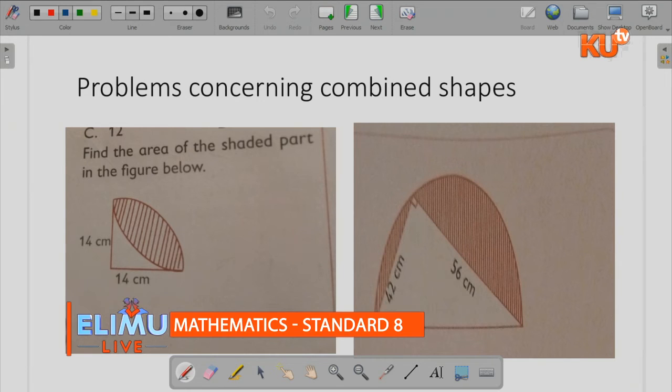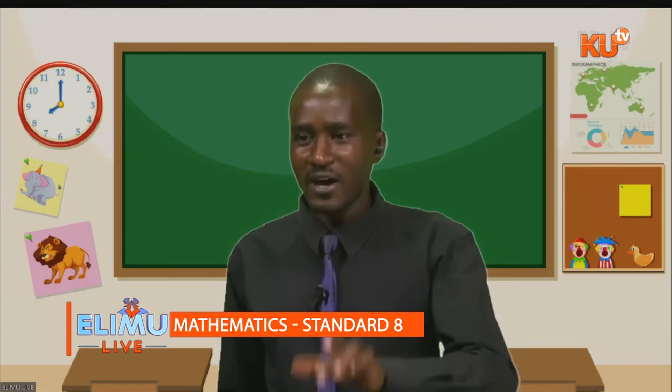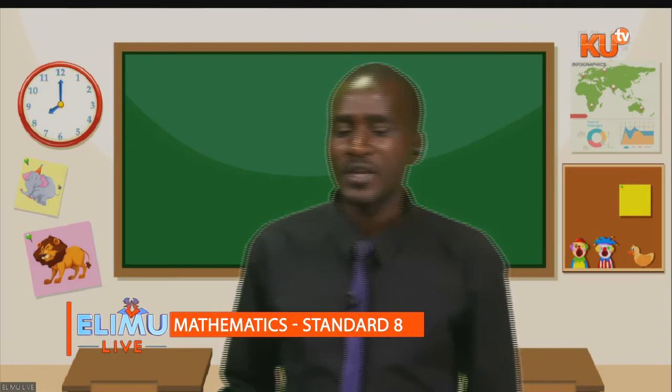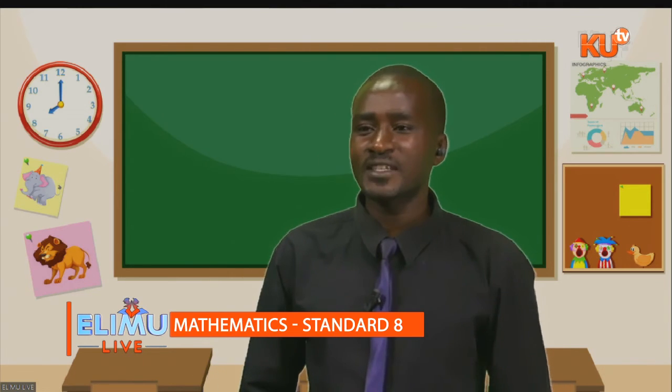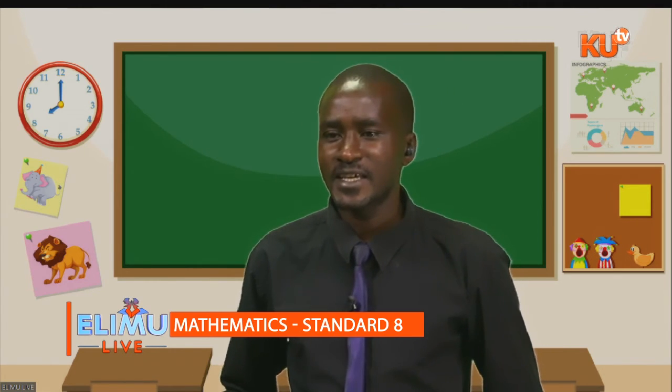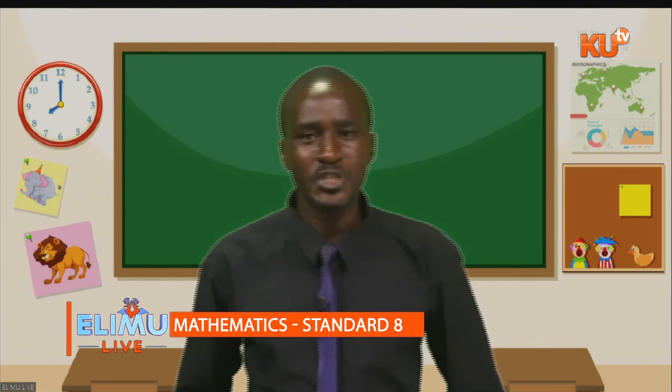The diameter or radius of the triangle we have not been given. So you have to use Pythagorean theorem. Pythagorean theorem will help us get the side which we are not given.